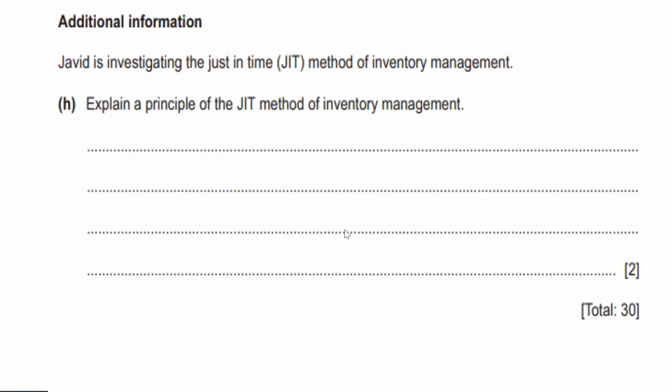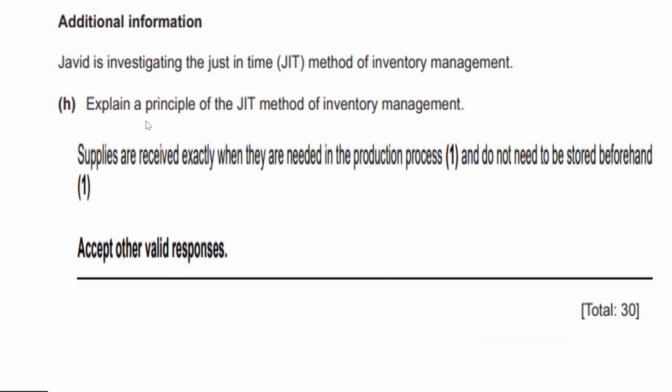There is one more part of it. Javid is investigating the just-in-time method of inventory management. Explain a principle of the JIT method of inventory management. What is the just-in-time method? It's basically when the supply is received exactly when it's needed or when an order is placed. So supplies are received exactly when they are needed in the production process. What is the advantage of this? That there will be no storage costs. Okay, so you need to write 2 points.